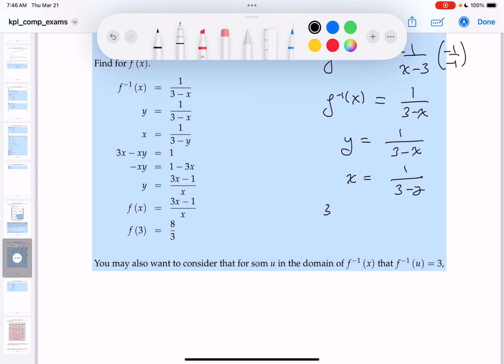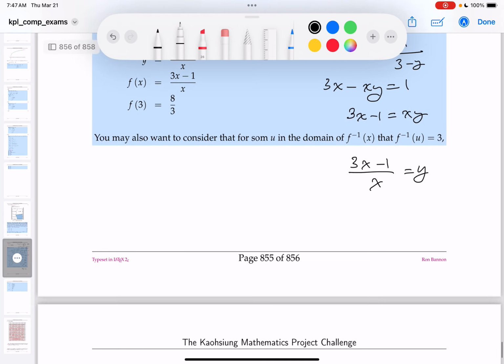So it's 3x minus xy equals 1. And then what do I do? I'm going to try to get the y on one side. So it's 3x minus 1 equals xy, and then divide through by x. And what do you get? 3x minus 1 over x is equal to y. And this is the inverse of the inverse. So this is f of x.